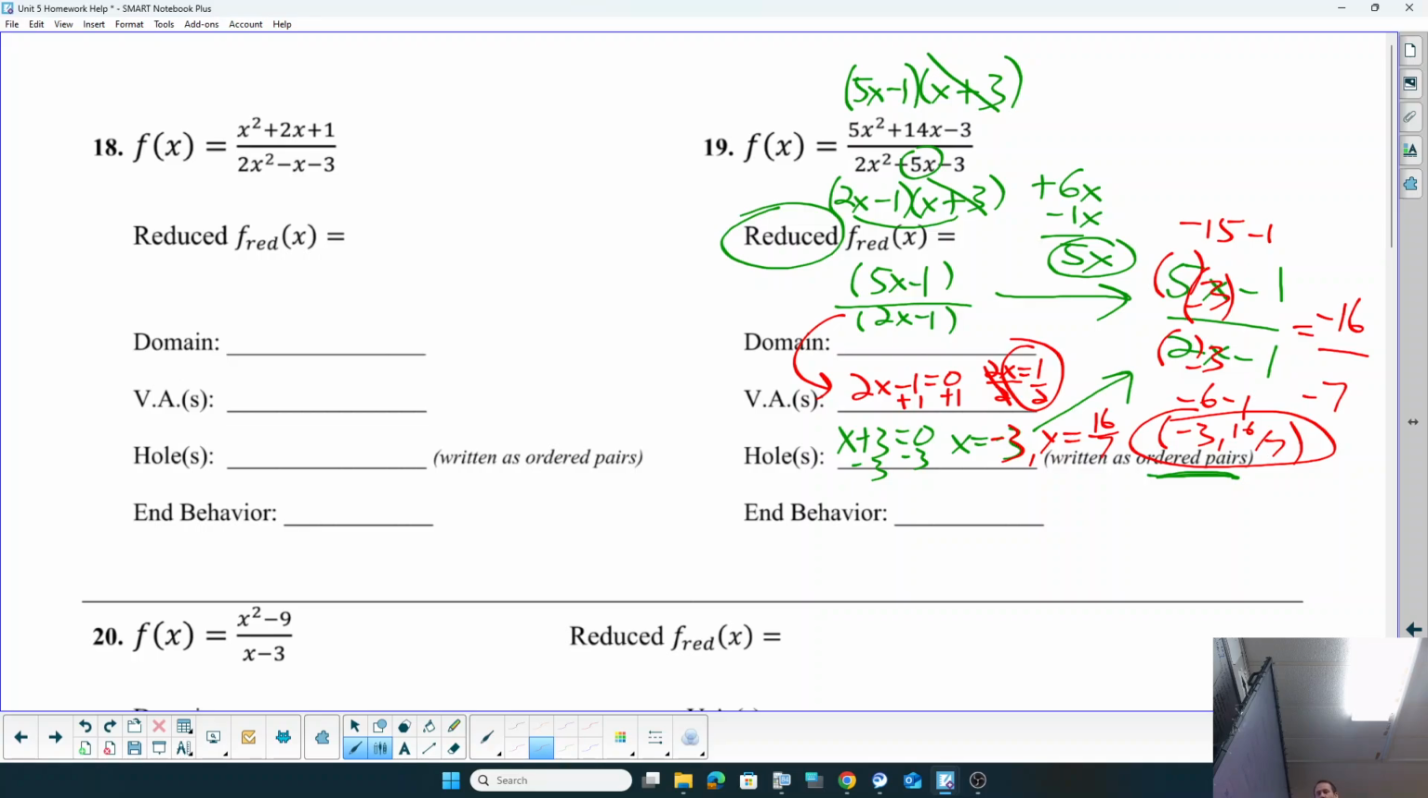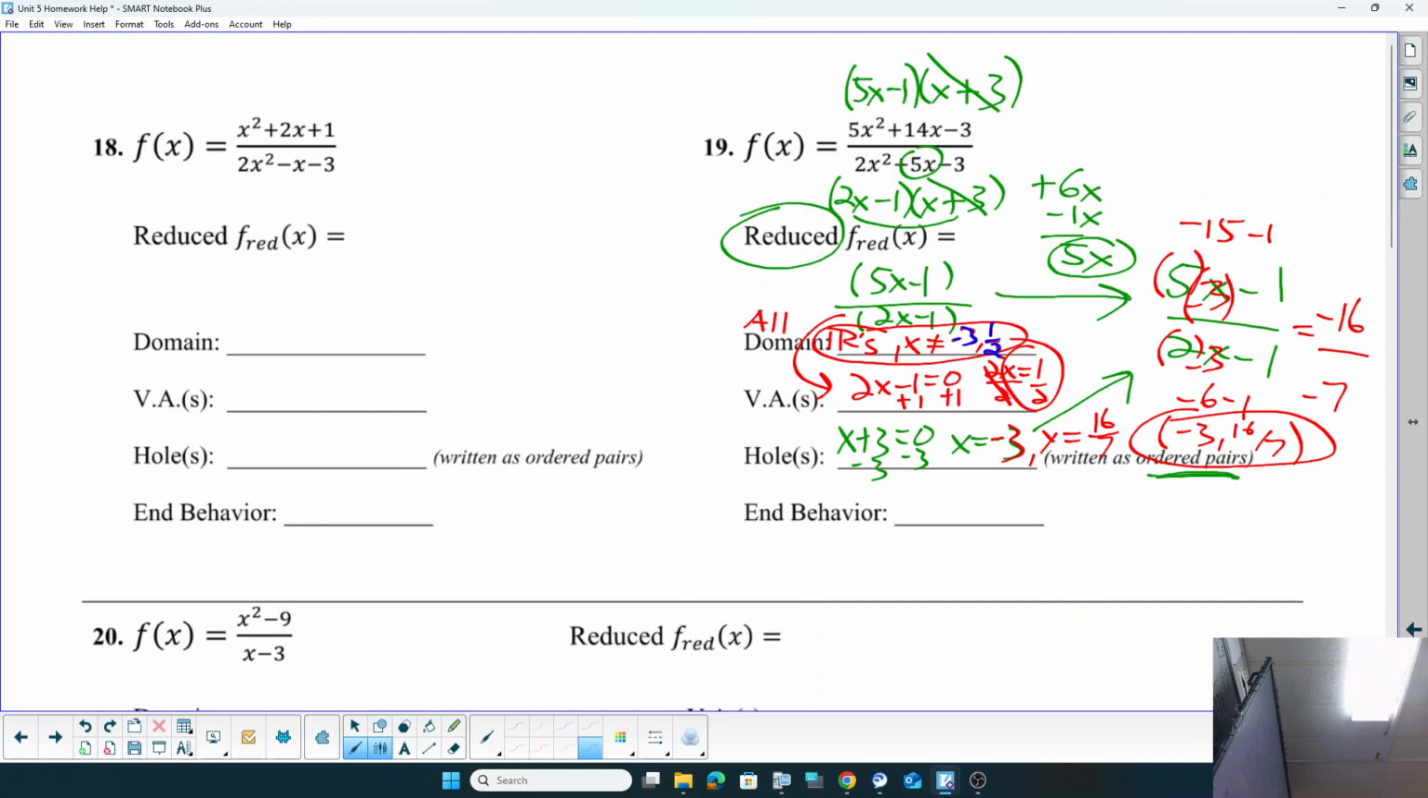The domain we're skipping over, remember? We're skipping over the vertical asymptote and the hole. Domain is x values. So the domain is going to be all real numbers except x can't equal -3 and a half. So that's our answer, all real numbers except -3 and a half. Don't forget the half. Don't forget the -3.